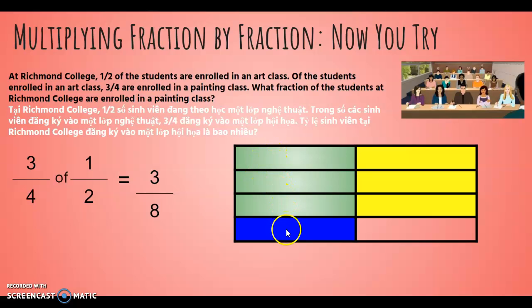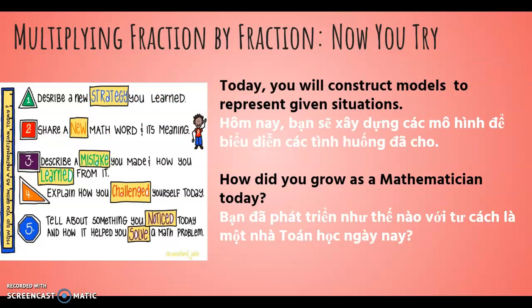Okay, so here's our 1/2 that was blue, 3/4, the area that contains both colors. So your answer should have been 3/8. Students, be paying close attention to how when we are multiplying, if you notice anything about the multiplication and the product that we come up with. Okay, today you will construct models just like the ones you've just done to represent the given situation, so you can solve multiplication of fraction by fraction.